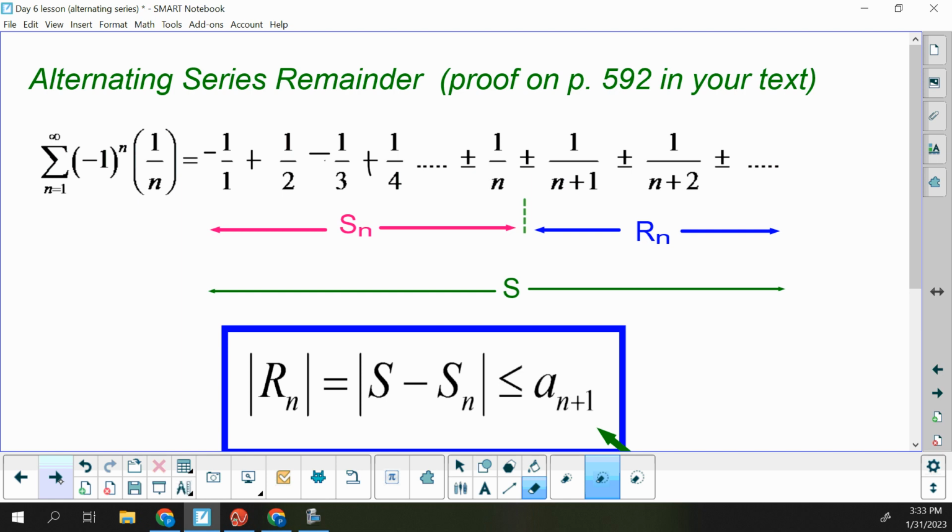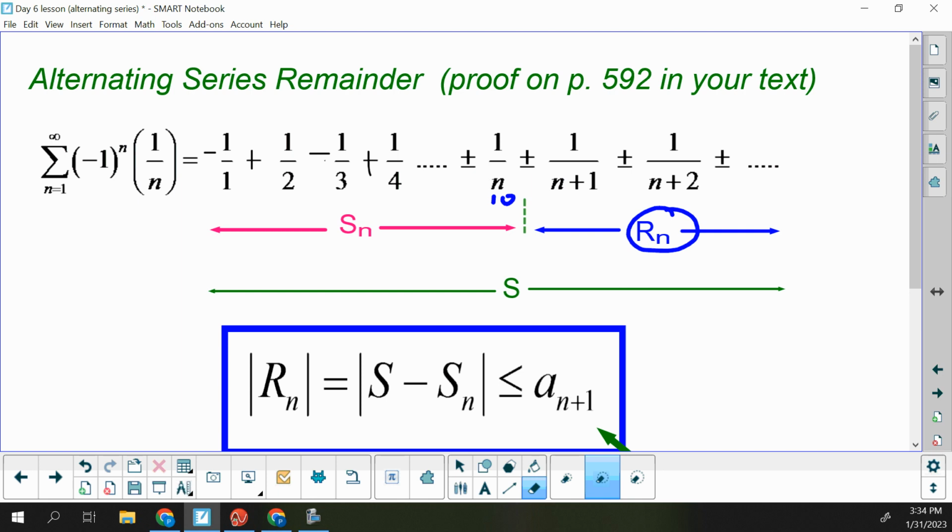So what this is saying is the S represents our infinite sum, the one in green there. So our sum from 1 to infinity. S sub n represents the partial sum. So let's say we do the sum of just like the first 10 terms. Whatever is left after those first 10 terms, let's say, we call that our remainder. So it's all the leftover stuff that we would need to tack on to give us our infinite sum.